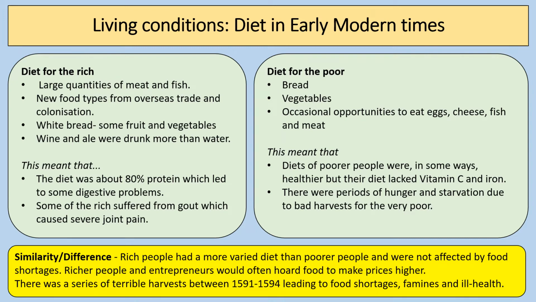Rich people had a much more varied diet than poorer people, not affected as much by the food shortages. In fact, richer people and entrepreneurs would often hoard food to make prices higher. And there was a series of terrible harvests in the 1590s, which we've talked about a bit already.